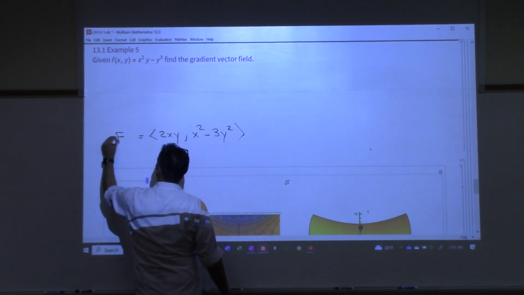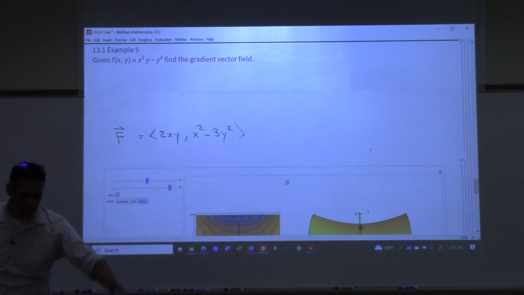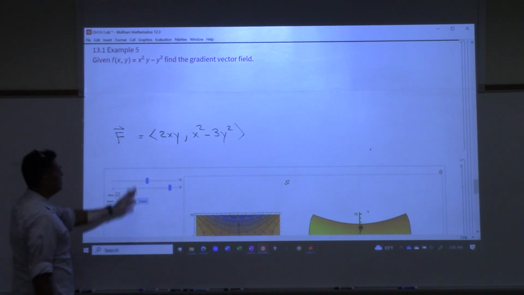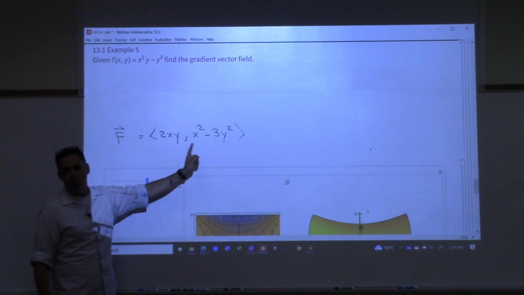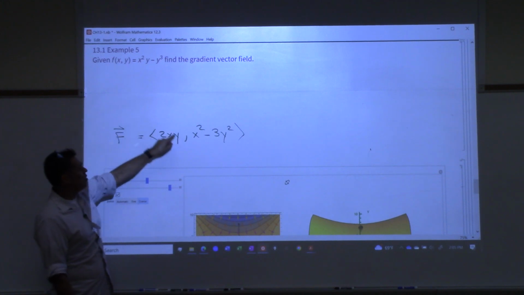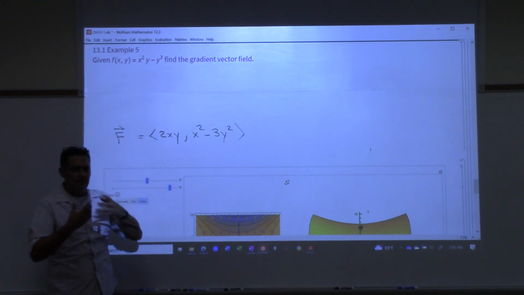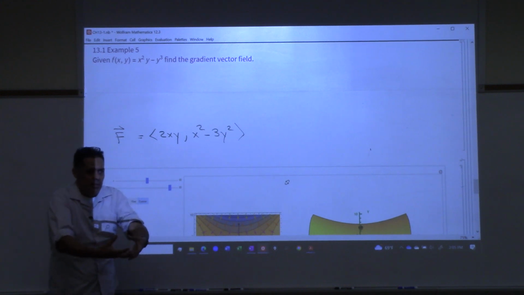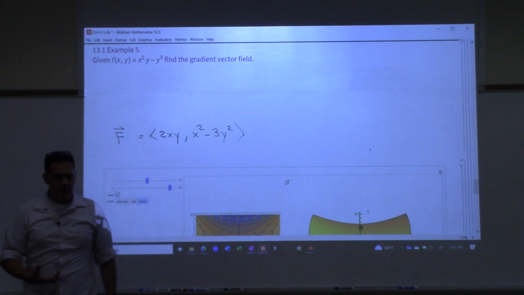Let's say I just came in and started class, not today, but next class, and I say, hey everybody, is this a conservative vector field? You would say yes. I say why? And you said because last class we started with that scalar function and we created the vector field. If the vector field comes from the gradient of some scalar function, then it is called conservative.